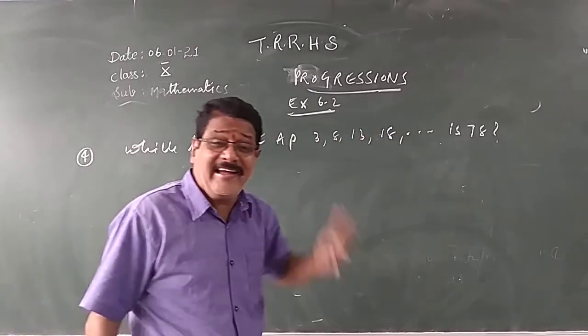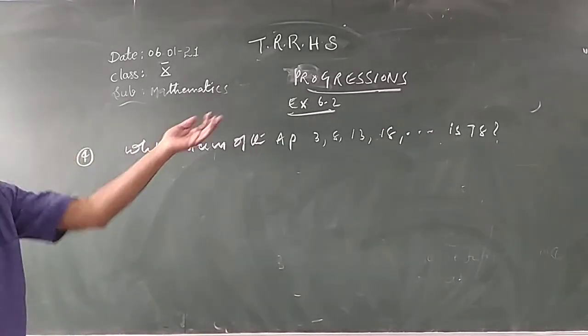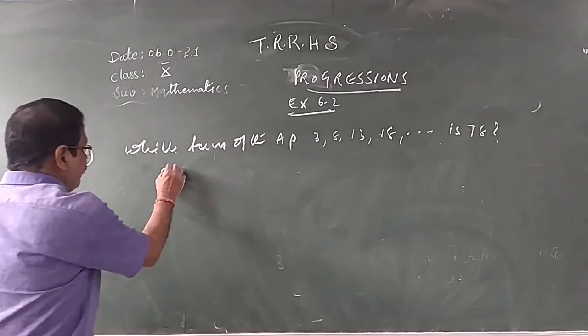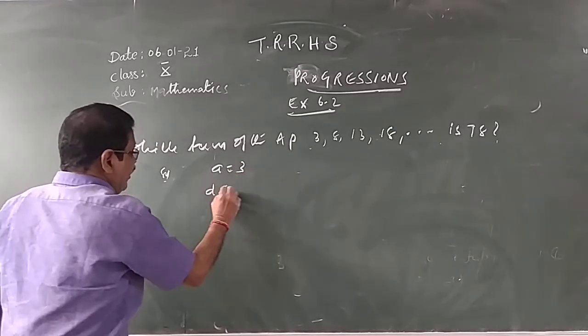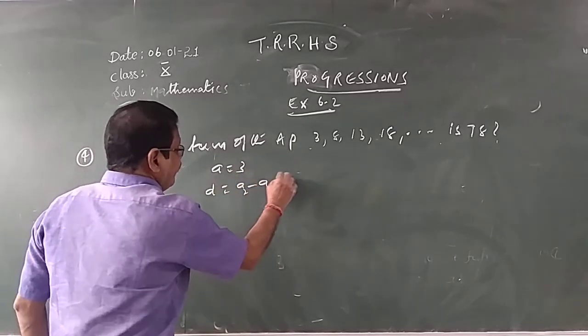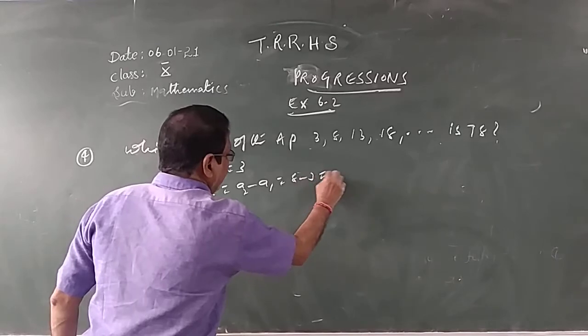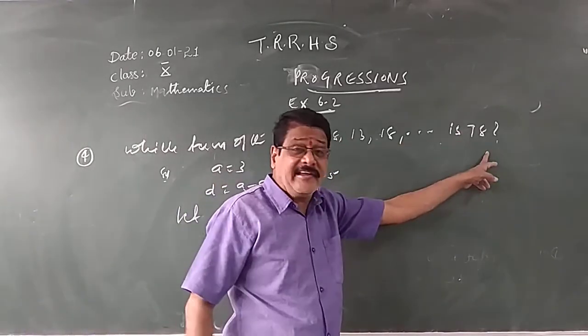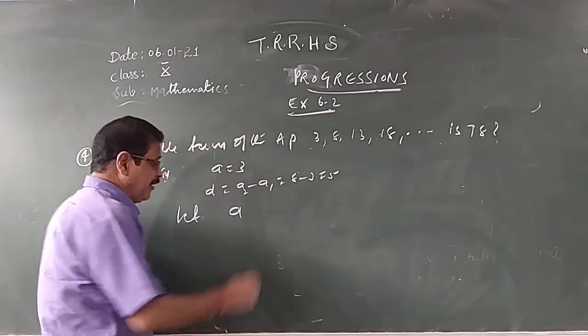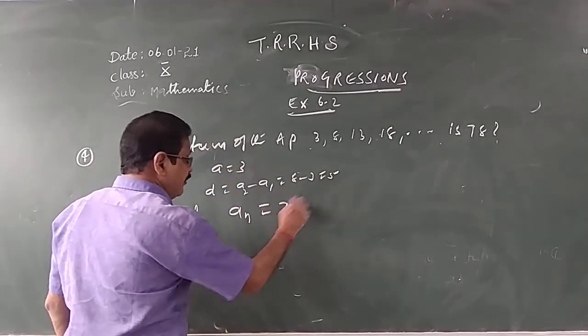Which term will be 78? Let us say that it is the nth term. What is the first term? A is equal to 3. Find D. D is equal to A2 minus A1, which is 8 minus 3, 5. Let us say that it is the nth term, so An is equal to 78.